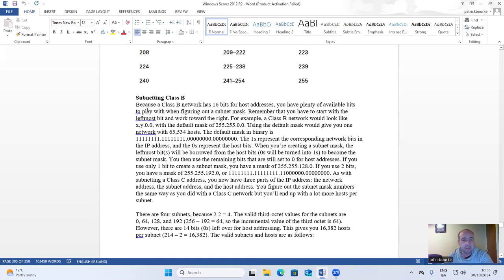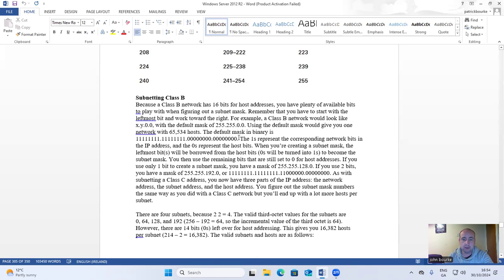Subnetting Class B. Because a Class B network has 16 bits for host addresses, you have plenty of available bits to play with when figuring out a subnet mask. Remember that you have to start with the leftmost bit and work toward the right. For example, a Class B network would look like x.y.0.0 with a default mask of 255.255.0.0. Using the default mask would give you one network with 65,534 hosts.